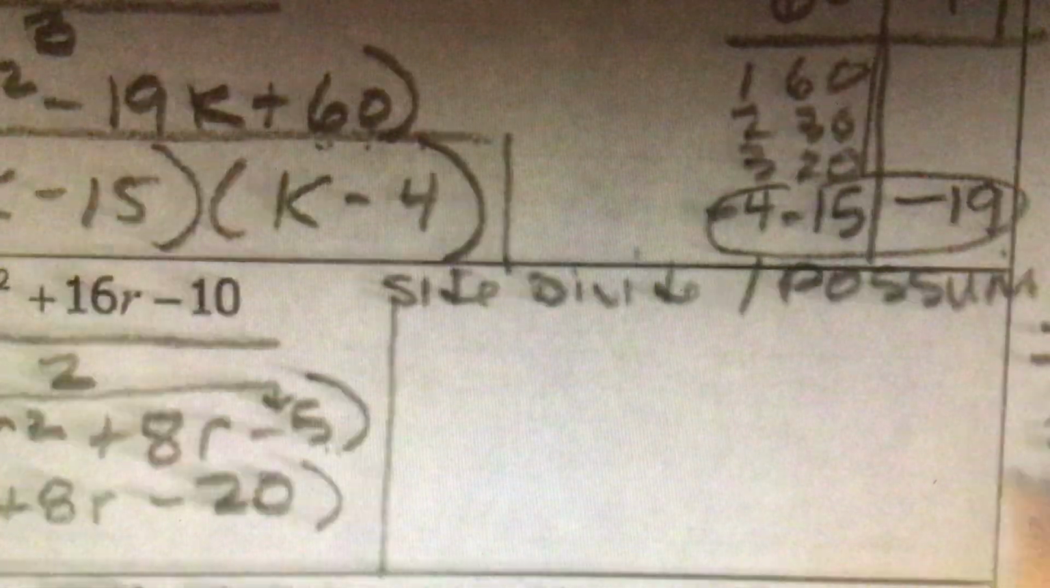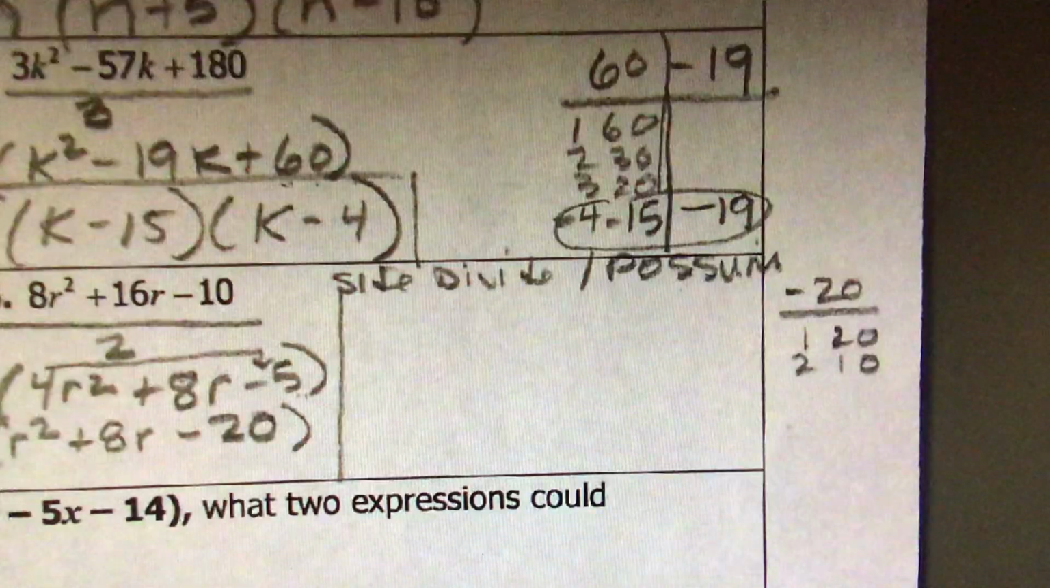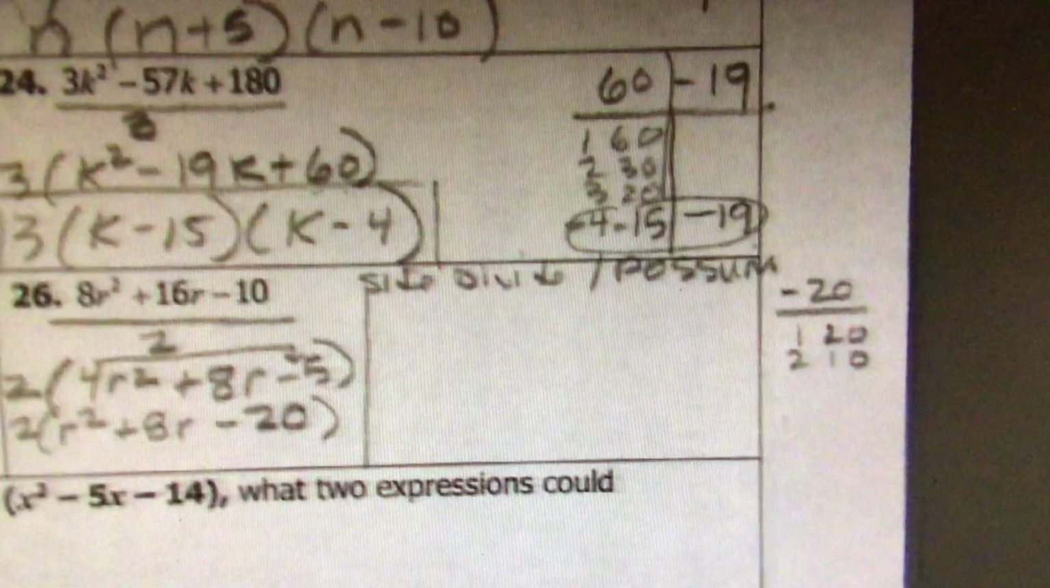Like, here's my little table here. I think that 2 and 10 will get me 8. Okay, so let's do that.